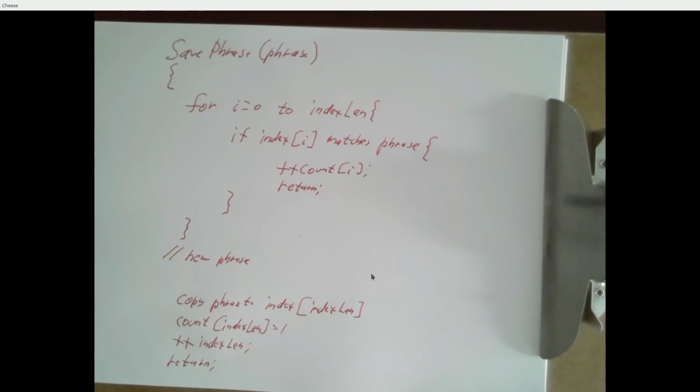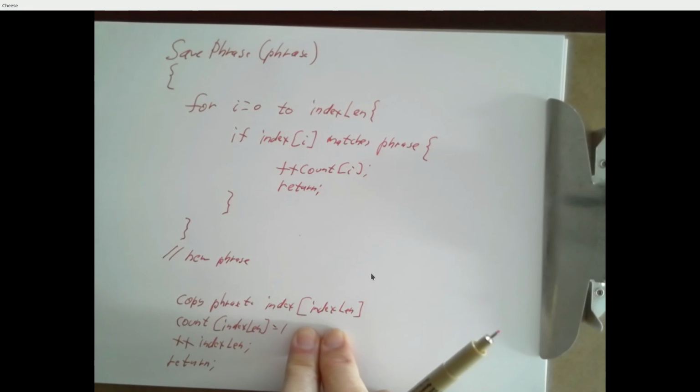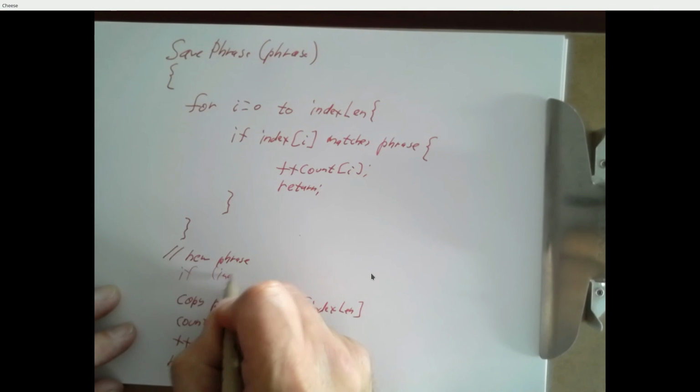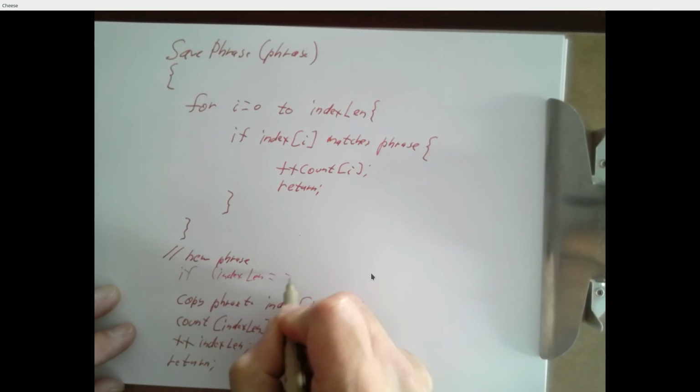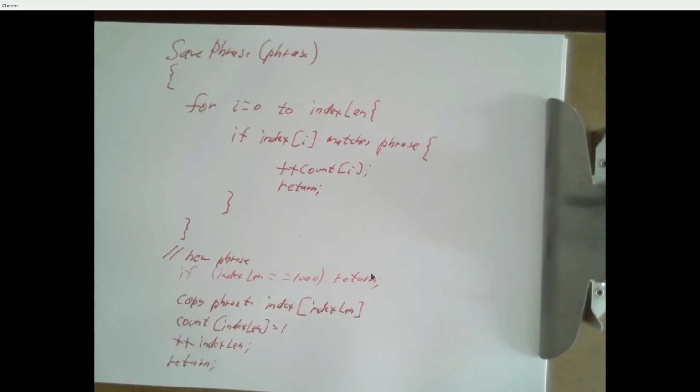Now there's one detail, which is we're only going to store 1,000 phrases, and if my index len gets to 1,000, this is going to blow up, because I'm going to try to access element 1001, right, index 1000. So in here I would just say if index len equals 1,000, I'm just going to return. I'm just not going to store the phrase, I'm not going to set a count, but no one's going to know that. My caller doesn't know that. It called save a phrase, and the fact that I didn't actually save a phrase doesn't matter to the caller.